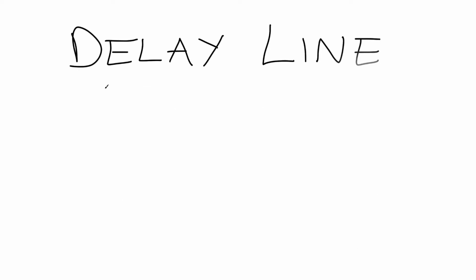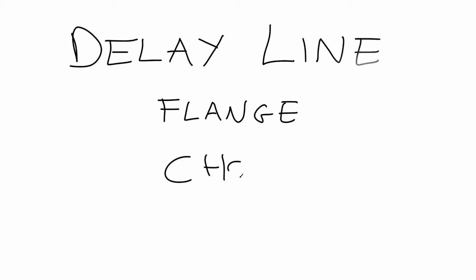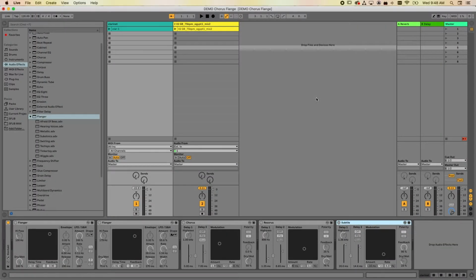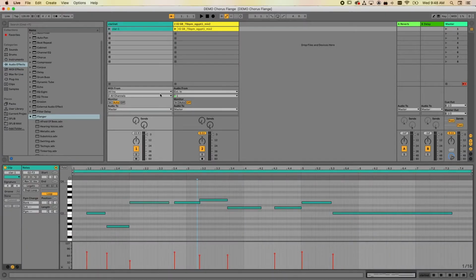So now you know the basics of what a delay line is, a flange, which is related to the delay line, and also a chorus effect, which is related to a type of flange. I've loaded a couple clips into Ableton to demo both a flange and chorus effect. This first clip is just a clarinet. Here it is without any effects.